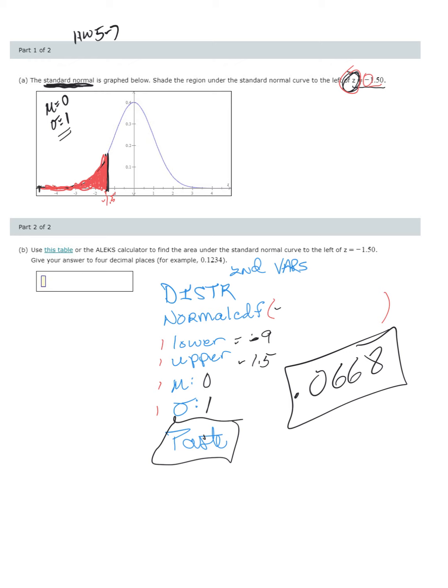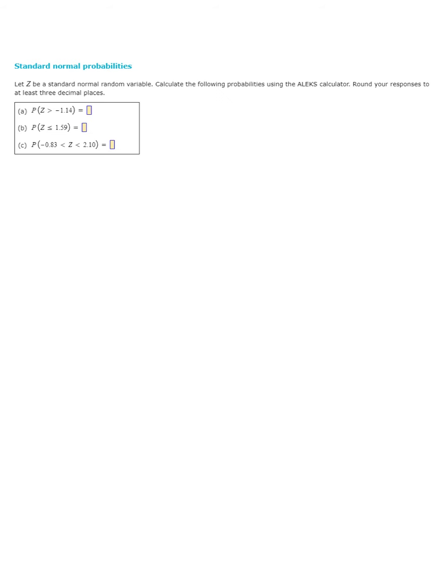All right, let's look at another one, different type of problem. Let's go to this one. On this one, first of all, you need to be able to read this right here. It says Z be the standard normal. So remember that it means you have a normal distribution, and the mean, which is right in the middle, is 0, and your standard deviation is 1.